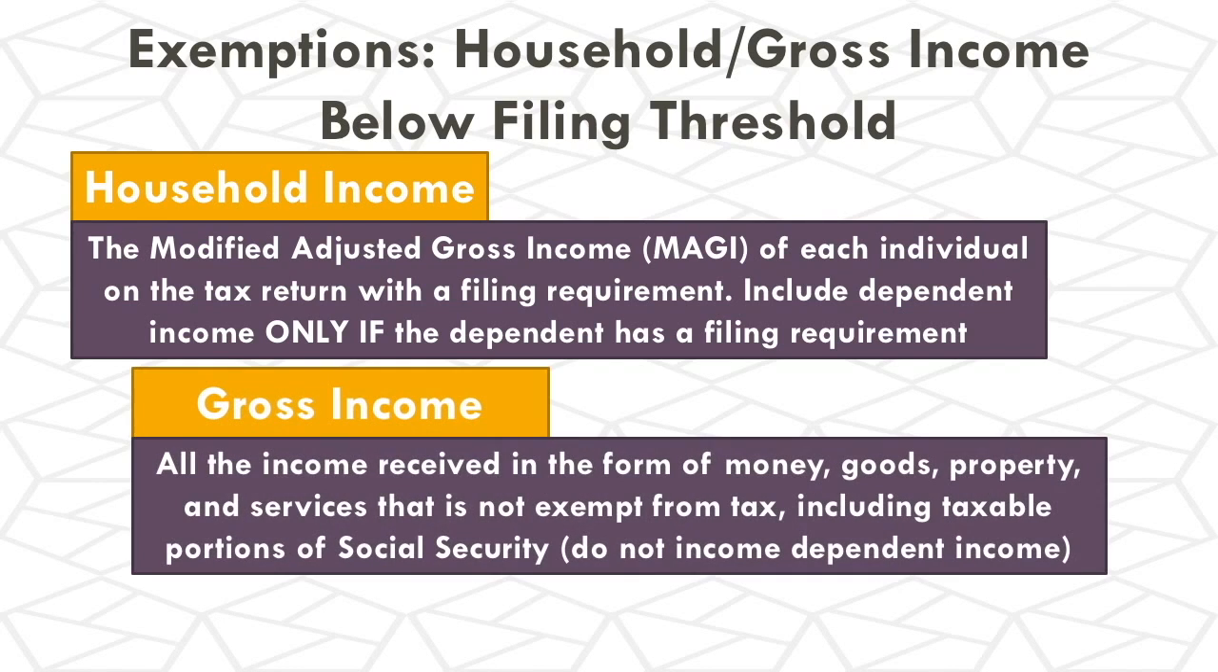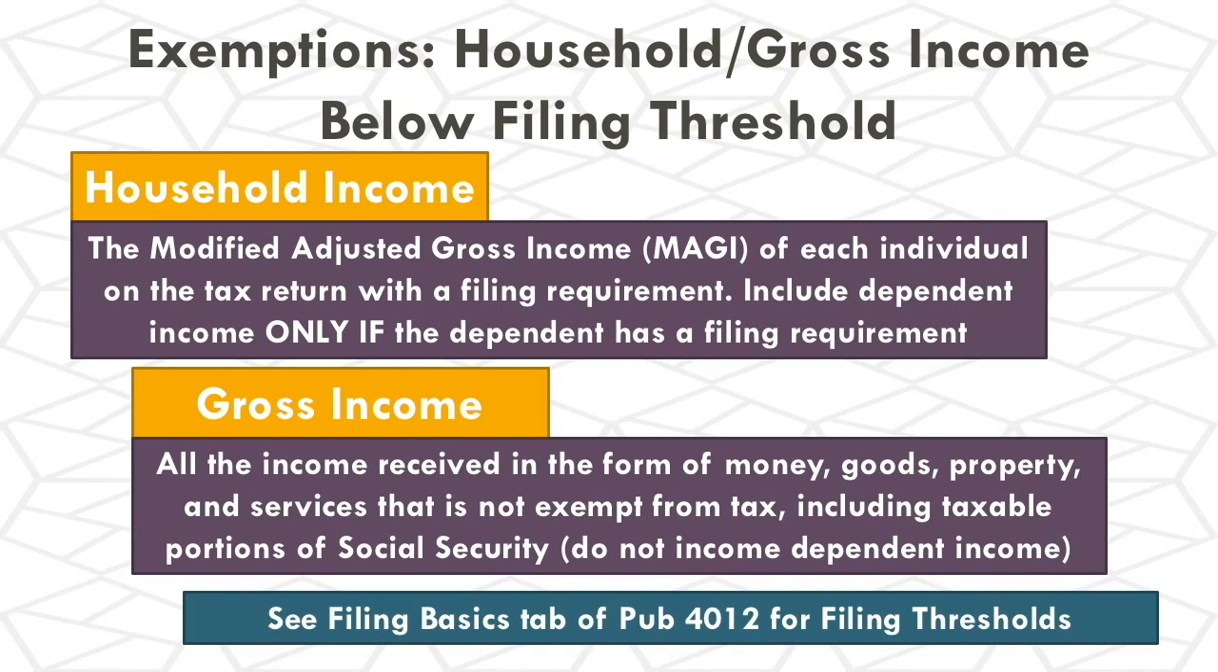Now, gross income, which is all of the income received in the form of money, goods, property, and services that is not exempt from tax, including taxable Social Security benefits. If the gross income is below the filing threshold, then everyone on the return is eligible for this exemption. So for gross income, you do not need to include dependents' income when determining gross income, even if they do have a filing requirement. So if they do have a filing requirement, you do have to include it for household income. You do not when you're talking about gross income.